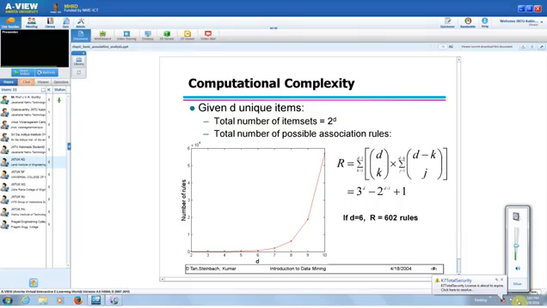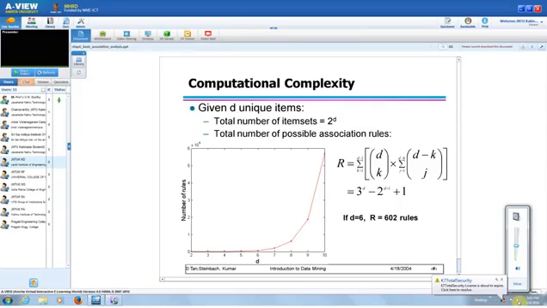The total number of items is 2^d. The total number of possible association rules is 3^d minus 2^(d+1) plus 1. Yes, he is giving that, because we discussed how many frequent itemsets are possible. That is one thing. But with these, how many possible rules can be generated? There is a formula. Let us not bother about its derivation and go deep into it. But suppose you have 6 items, the possible combination of rules has a given formula.